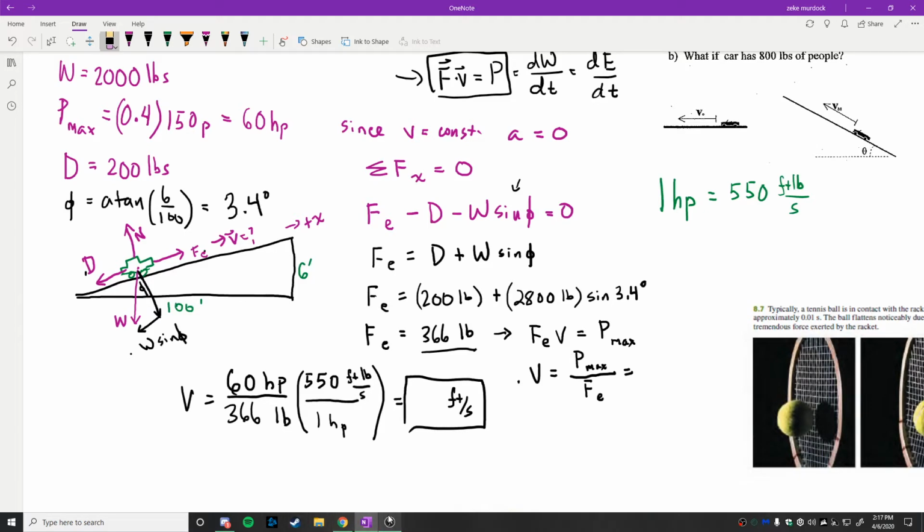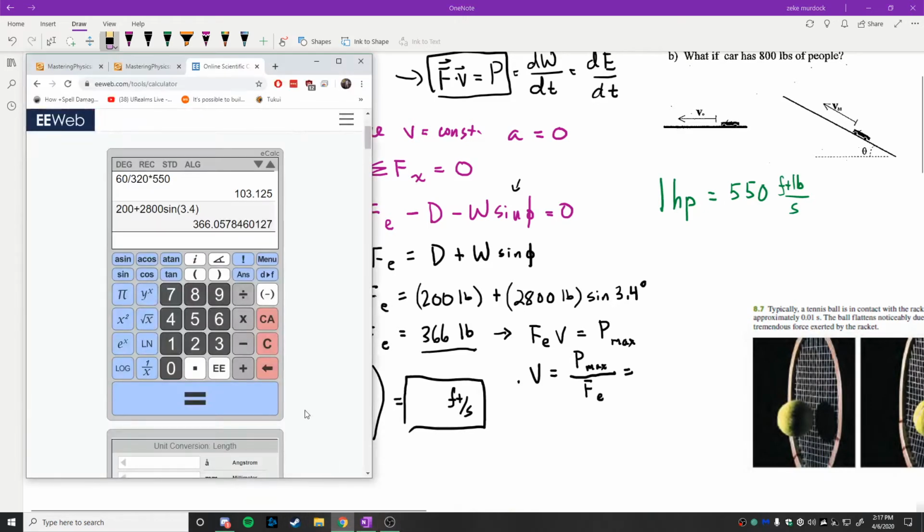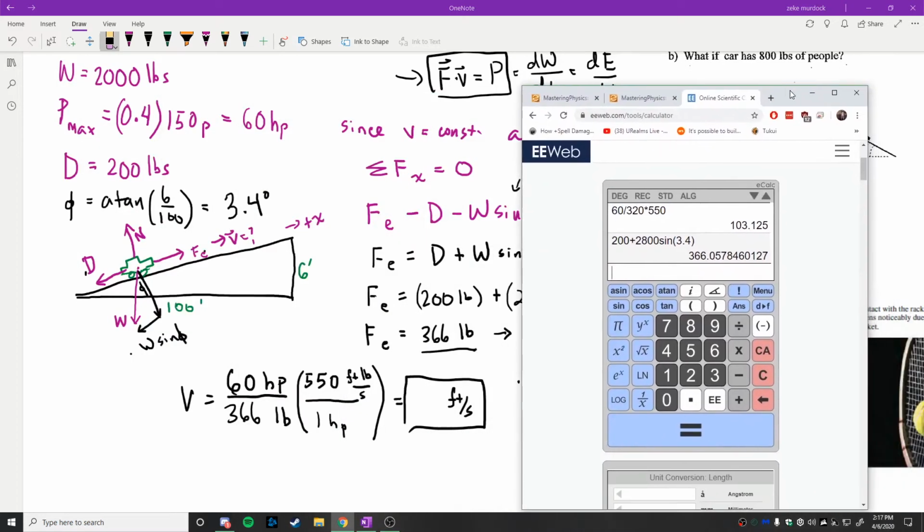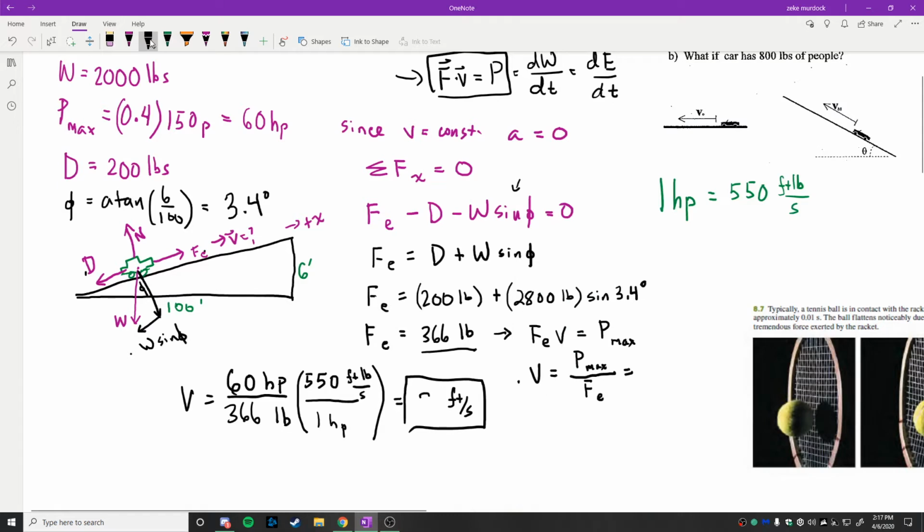So go back to this one. Let's see if this will work. So if we go 60 divided by 366, and then multiply by 550. So now our answer, which is smaller, should be 90.1 is what we get. So we'll just say 90 feet per second now.